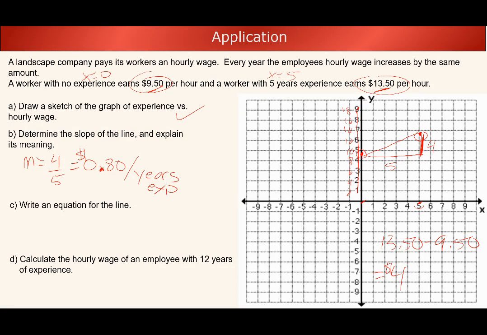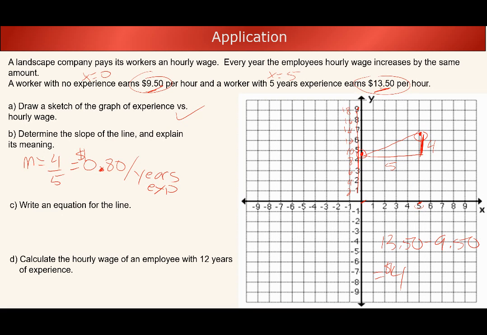And that helps us express what that means. It means you get 80 cents more per hour per year of experience. After 1 year, you'd get 80 more cents per hour, then 80 more cents per hour, then 80 more cents per hour to get your way up to that 1350. It doesn't tell us what happens after the 5 years. It just tells us that it goes up by the same amount each year.